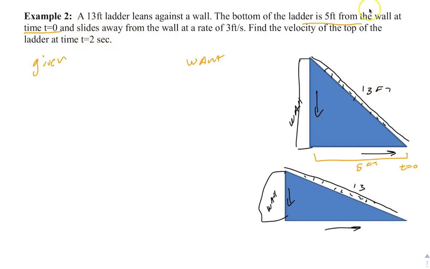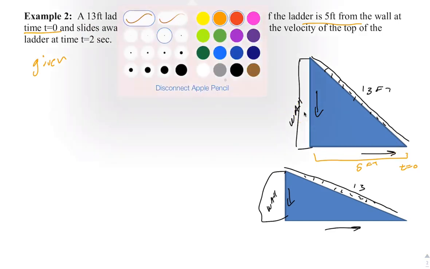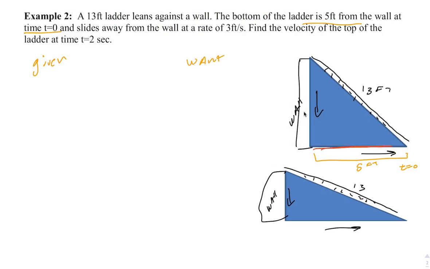And it slides away from the wall at a rate of 3 feet per second. So this is sliding away at a rate of 3 feet per second. We've got to visualize that though. So what we do is we pick a variable for this side. Let's label this side with the variable. Let's make it x.